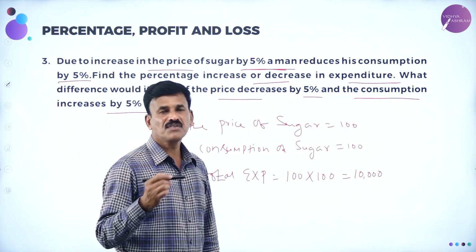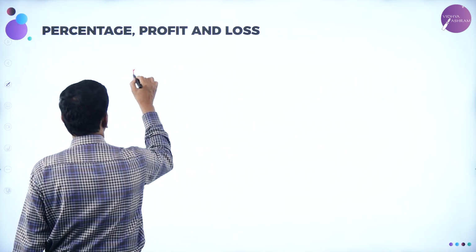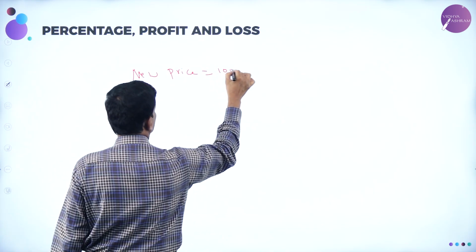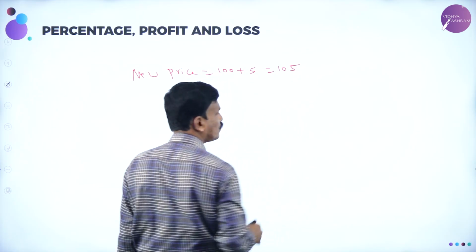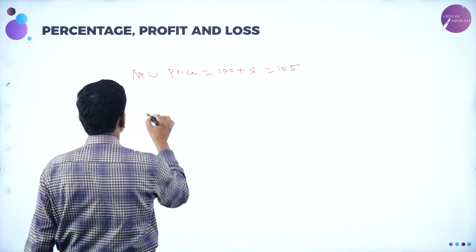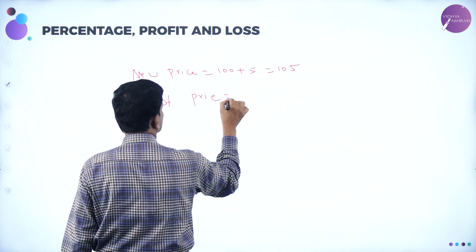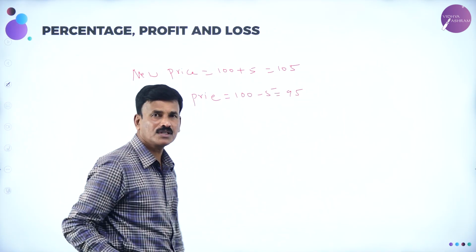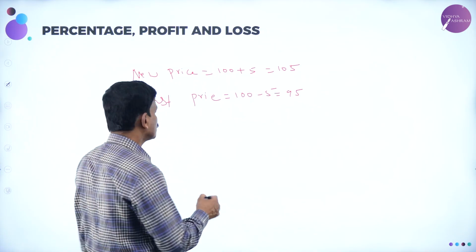Okay. Now just find out the new price and the consumption. So the new price is equal to 100 plus 5%, which is nothing but 5. That's equal to 105. The new consumption is equal to 100 minus 5. That's equal to 95. Okay. This is the given condition. Now find out the total expenditure.